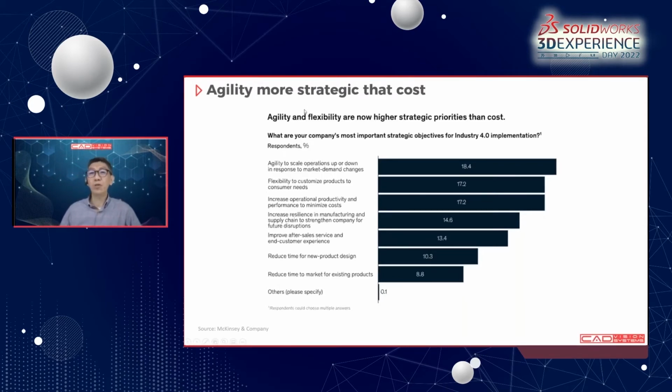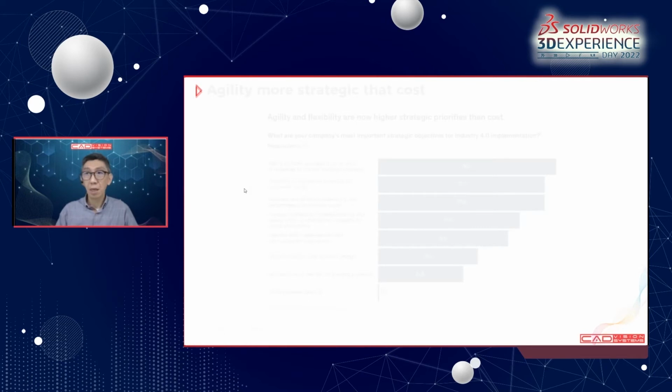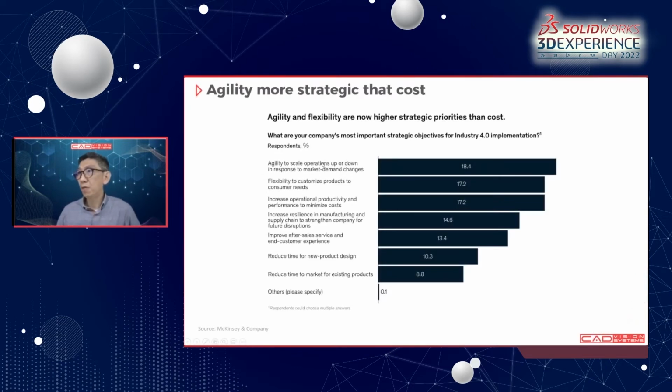Agility has become more strategic than the cost of doing business. This is a survey again done by McKinsey to the same group of respondents globally, right? These are all manufacturing companies, by the way. So this survey shows that agility to scale the operation up or down in response to market demand changes is now 18.4%, right? And 17.2% of the respondents say that flexibility to customize products to customer needs is important to them.